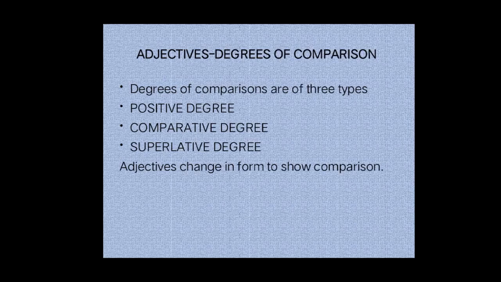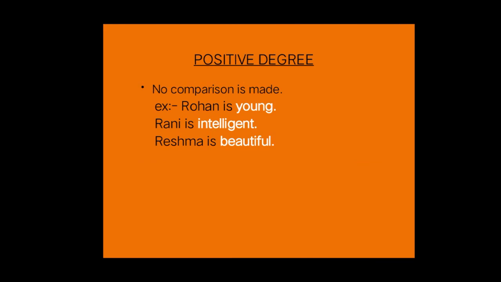Now, let's come to degrees of comparison. There are three degrees of comparison: positive degree, comparative degree, and superlative degree. These adjectives change in form to show comparison. When we want to compare some persons or some things, we use comparative and superlative degree. First, let us see positive degree.